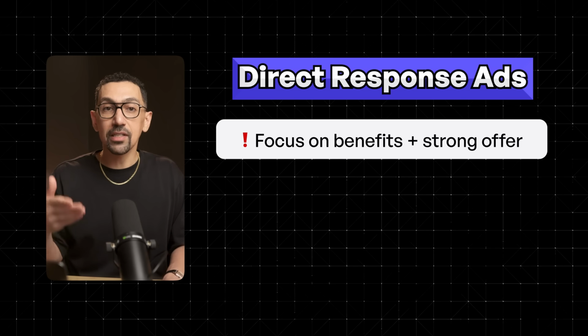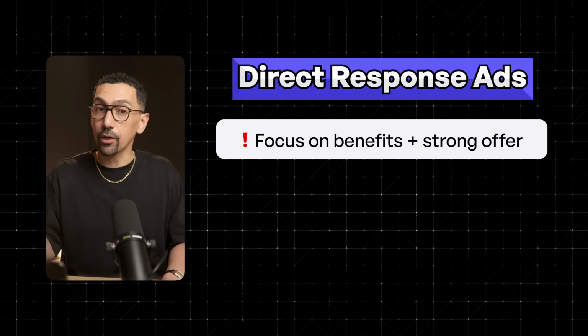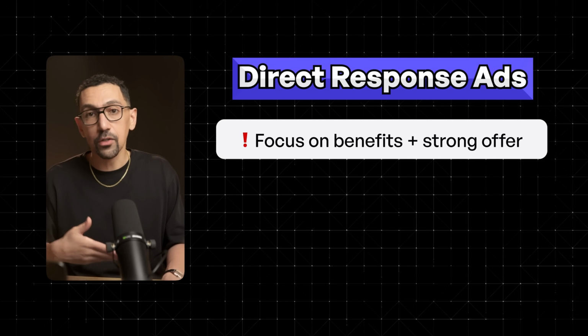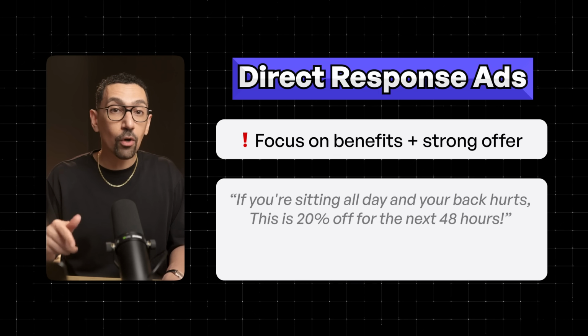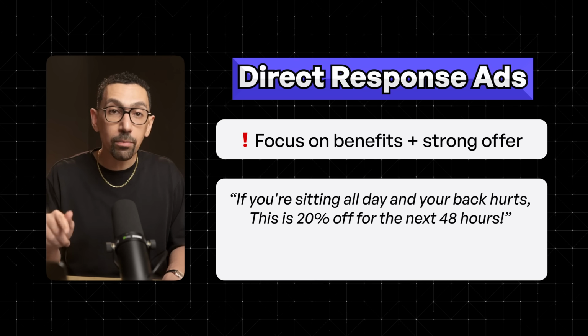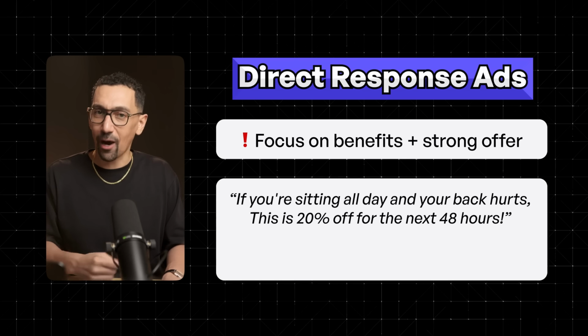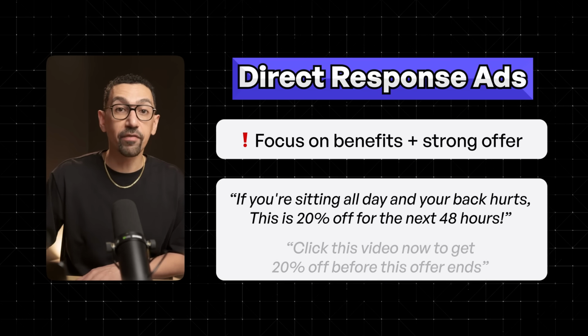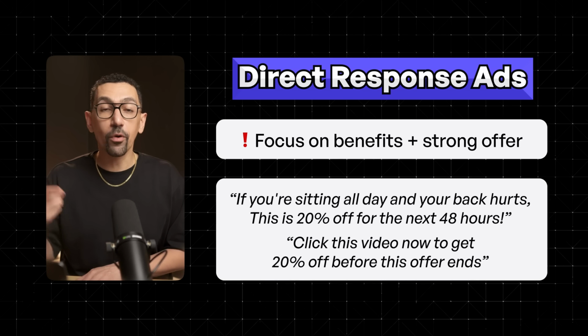When the AI generates the initial script, you could emphasize urgency in the hook. So instead of "if you're sitting all day and your back hurts," you might adjust it to "if you're sitting all day and your back hurts, this is 20% off for the next 48 hours," which could also adjust the call to action as well to say something like "click this video now to get 20% off before this offer ends."